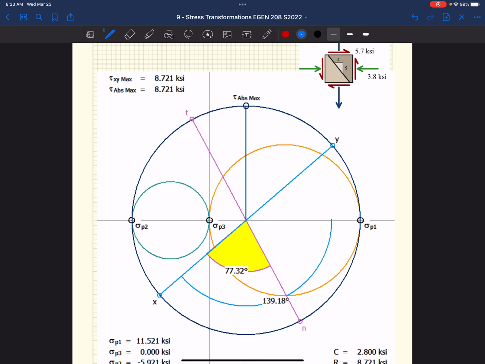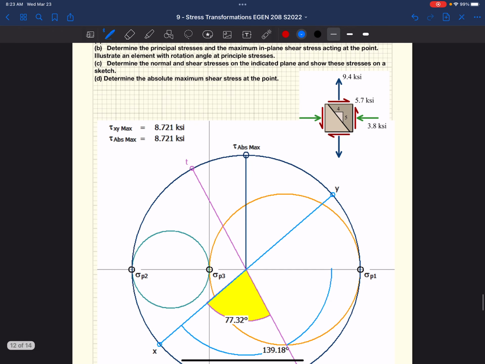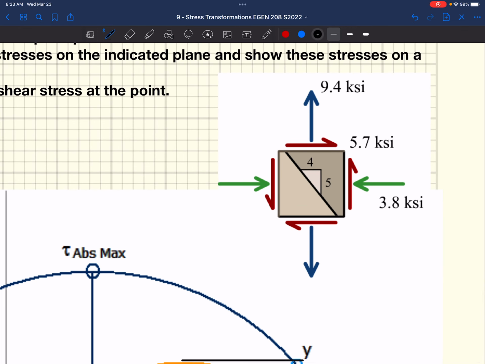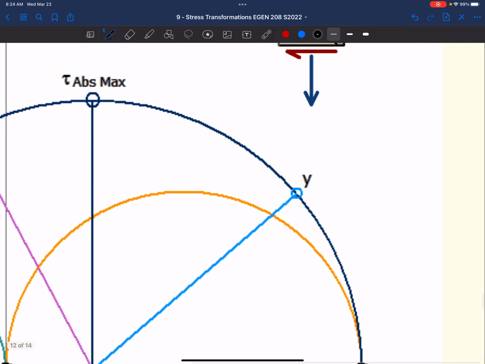The outside, right? Because we have our two known points. We have this X point here and a Y point there. Well, if we look at our stress block, we've got our coordinates, X and Y, right? Those coordinates allow us to establish our X face and our Y face. The stresses on those faces are our coordinates. We would then plot those coordinates, right? We're going to plot those coordinates.